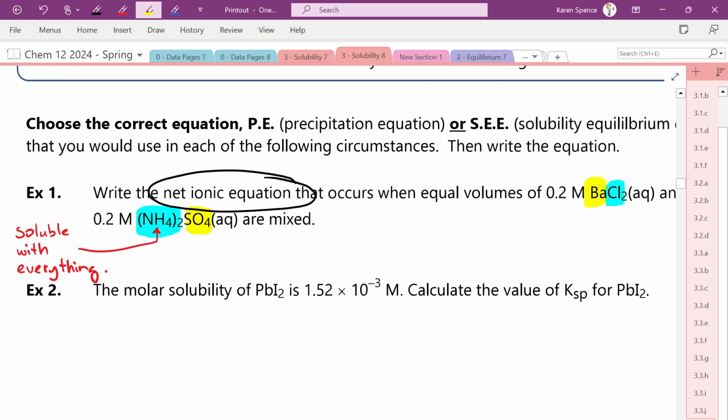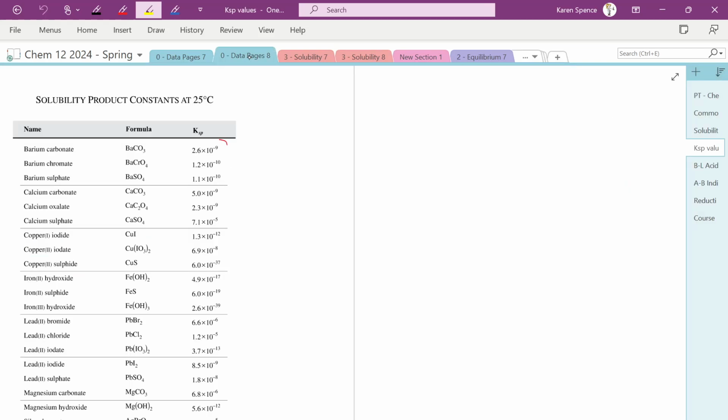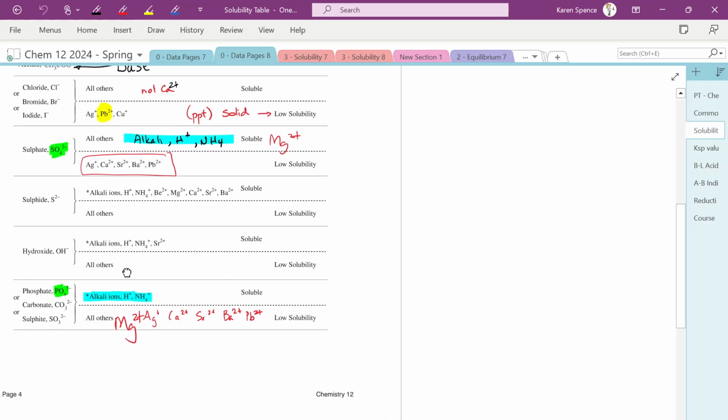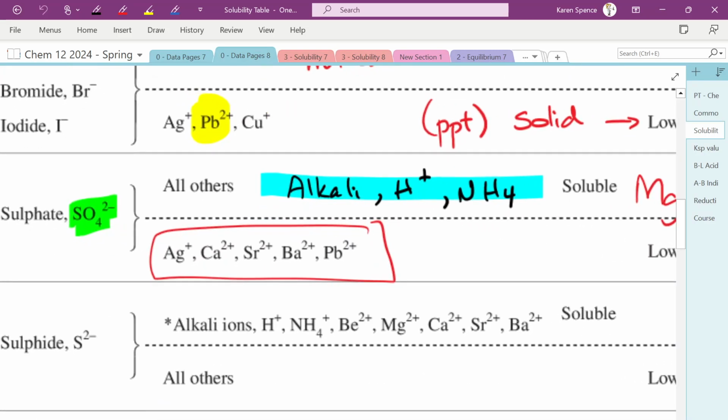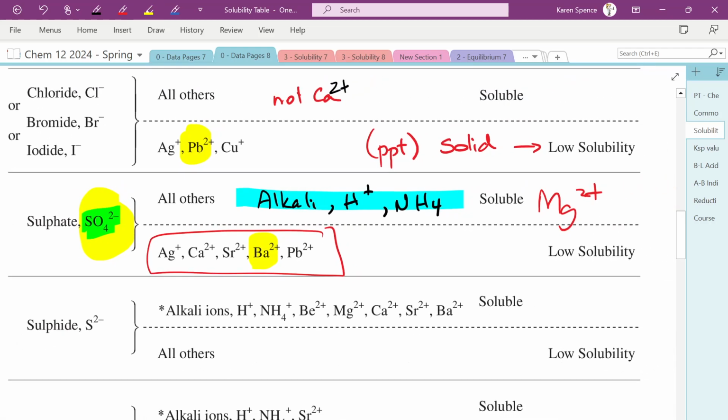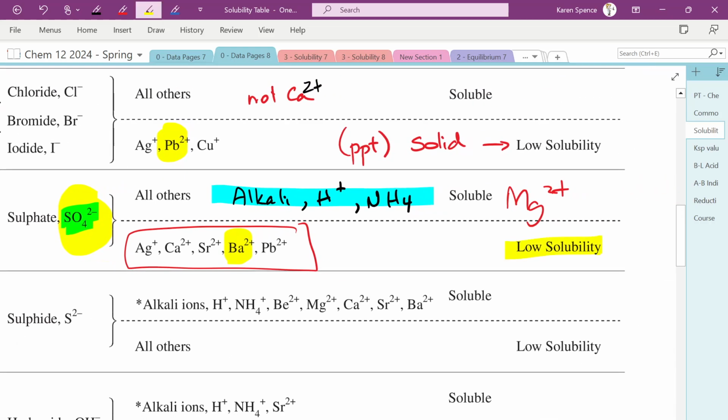So the NH4 would try and get together with the chloride, but it won't form a precipitate. Who will form the precipitate? BaSO4. You can check on that. You can go to your data pages, to the solubility table, and say, I've got SO4 and Ba, and that is low solubility, so that will be the precipitate.